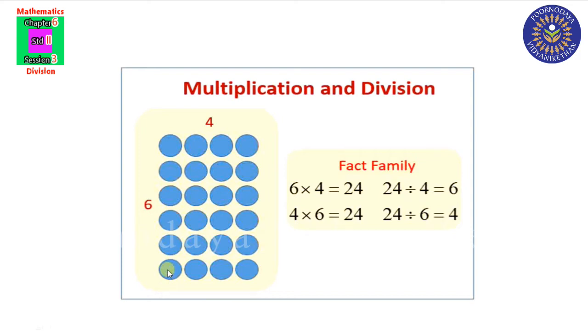Now we can write the fact family. See here, 6 into 4 is equal to 24. 4 into 6 is equal to 24. 24 divided by 4 is equal to 6. 24 divided by 6 is equal to 4. These are the fact families.